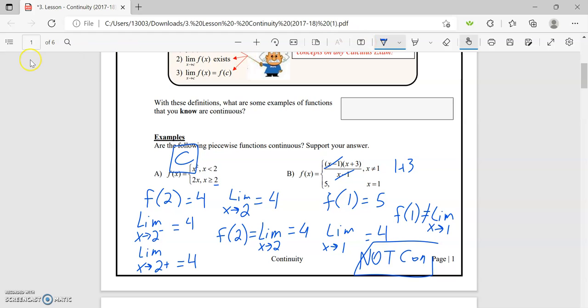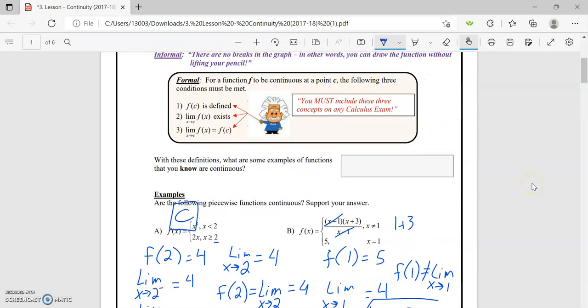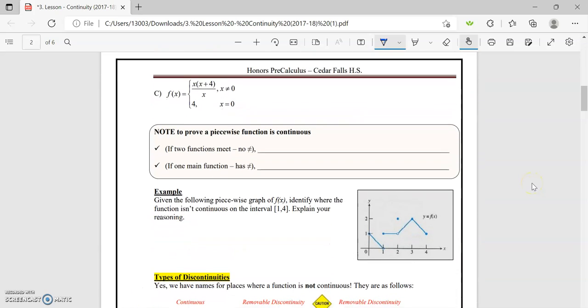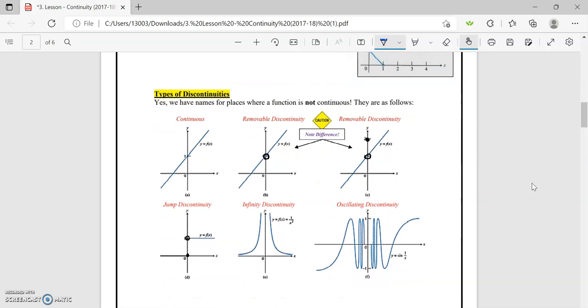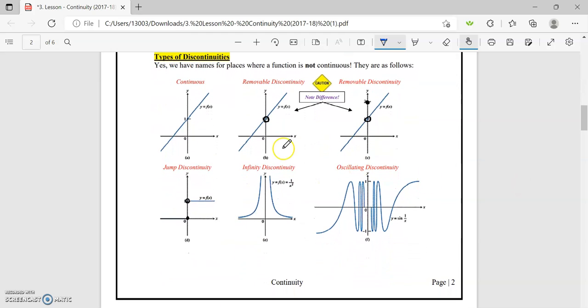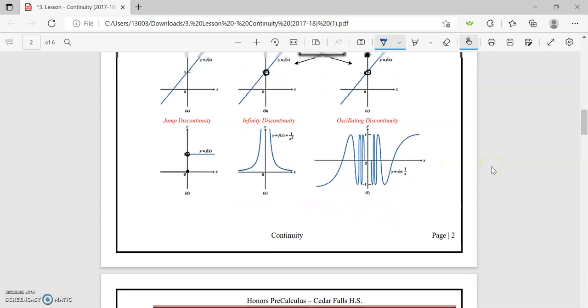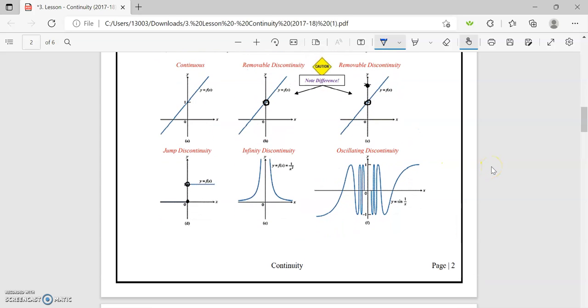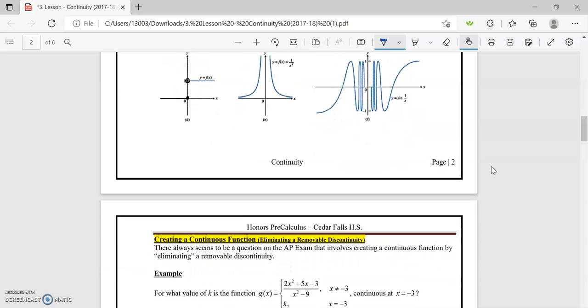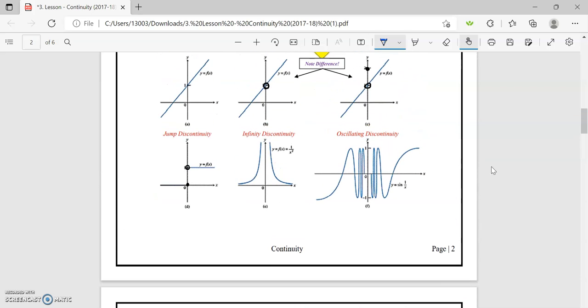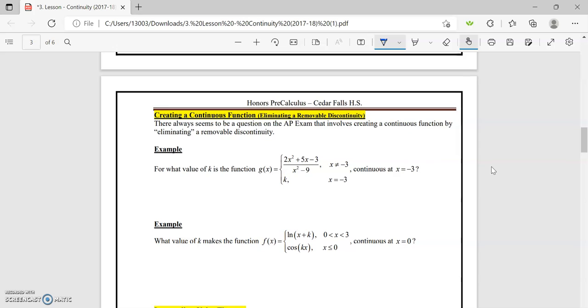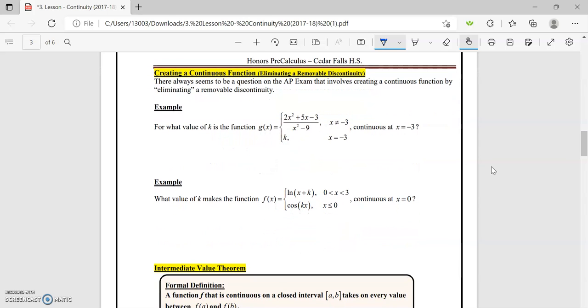Right? So that's your quick and dirty examples and explanations on continuity. We then go into types of discontinuities, but that's not for this video. I'm trying to get to the meat of some of this. So do pay attention and look at those types of discontinuities where your pencil would have to lift off the paper. But the other topic would be creating a continuous function.